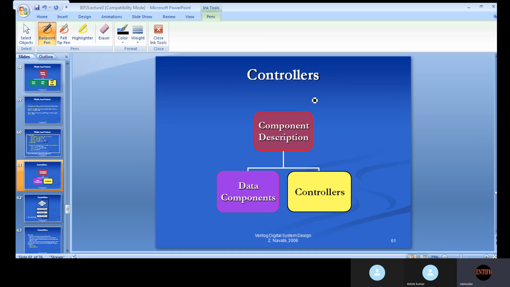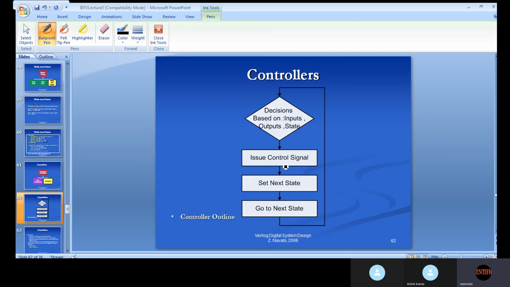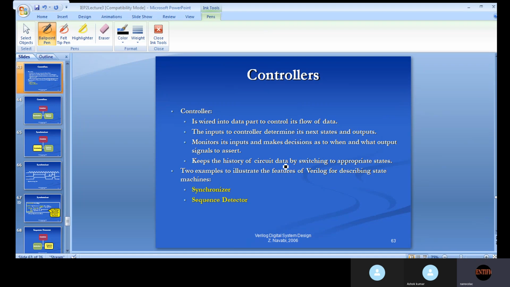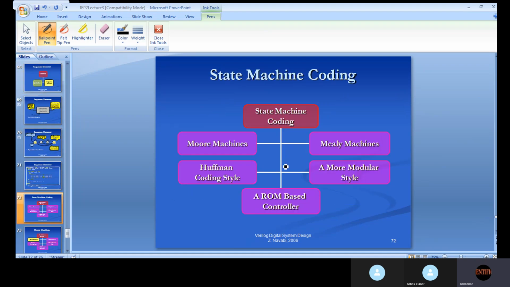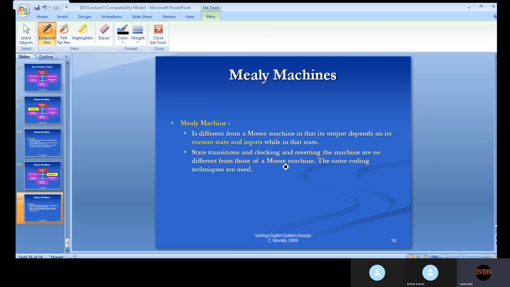So components we have controllers lo. So we have data controllers they comes under components. Okay, so mana components lo data components unnai, controllers unnai. So controllers lo there are some more things which are there. సో ఈ సింక్రనైజర్, ఈ సీక్వెన్స్ డిటెక్టర్, మూడ్ మెషిన్, మీలీ మెషిన్, ఇవి అన్ని రేపు డిస్కస్ చేద్దాము.